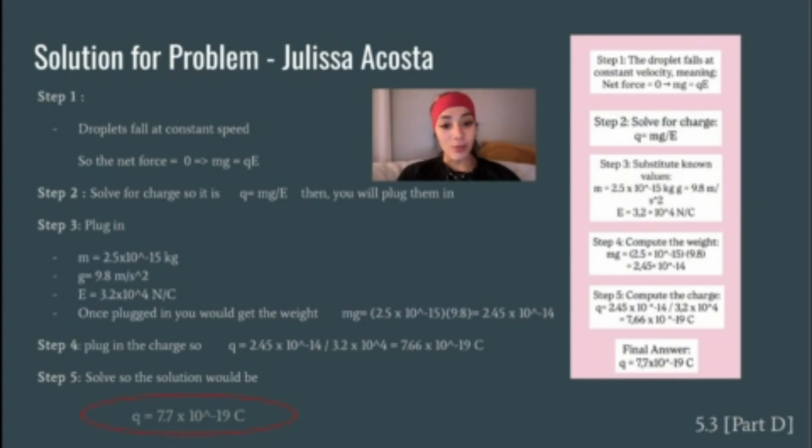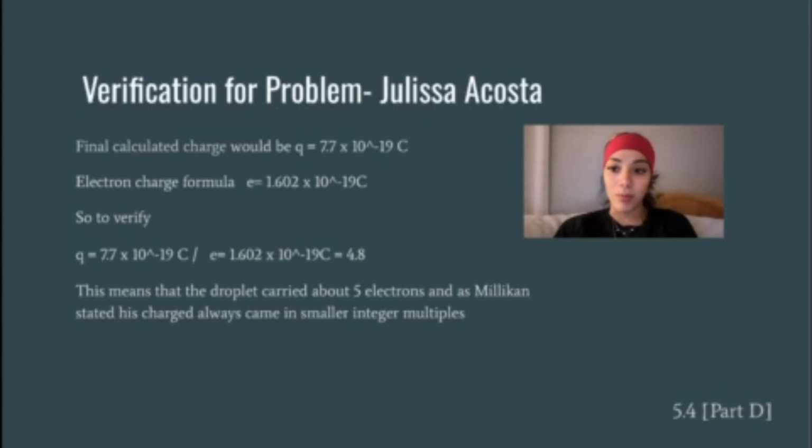Then step 4 is to compute the weight, and step 5 is to compute the charge. You solve it, and the final answer would be 7.7 times 10 to the negative 19th power coulombs. This is the verification for the problem. The final calculated charge is q equals 7.7 times 10 to the negative 19th power coulombs.